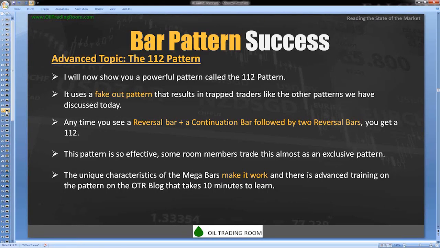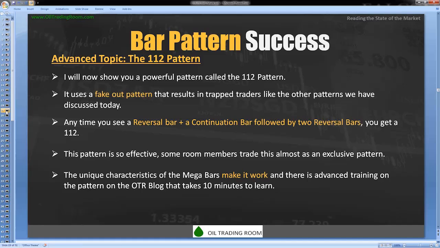Now don't send me a bunch of emails asking me what this is because I got it on the screen there, and it will take you a while to learn to see this. Reversal bar plus continuation plus 2 reversals. Now that's going to come up as green, green, red, green, or red, red, green, red.